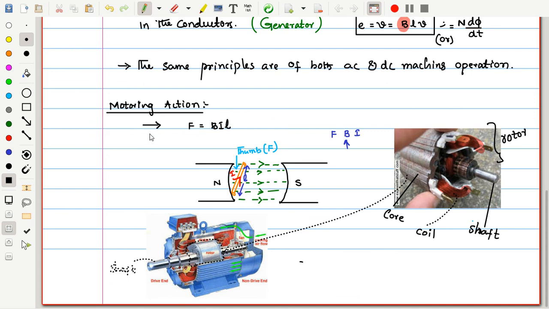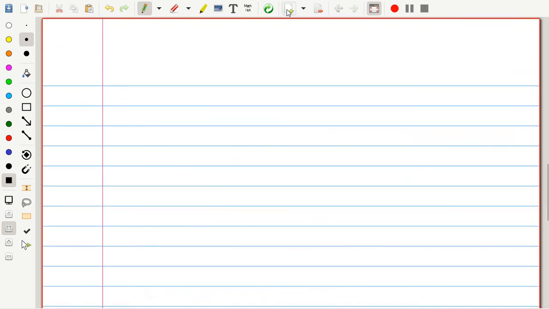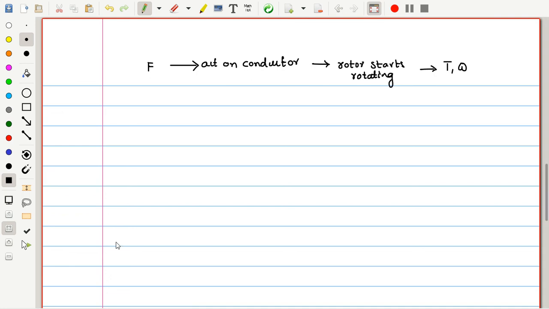Once a force is acting, let me take the next page. So first, force is developed. That force acts on the rotor, on the conductors, where conductors are placed on the rotor. Then the rotor starts rotating, thereby a torque and speed omega are produced.